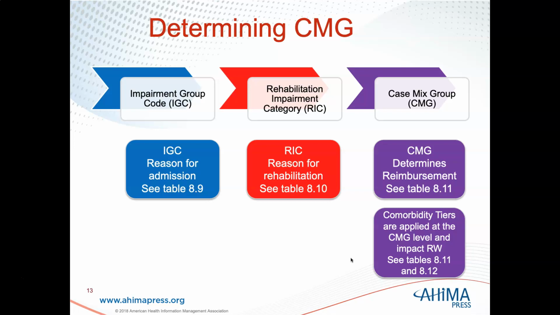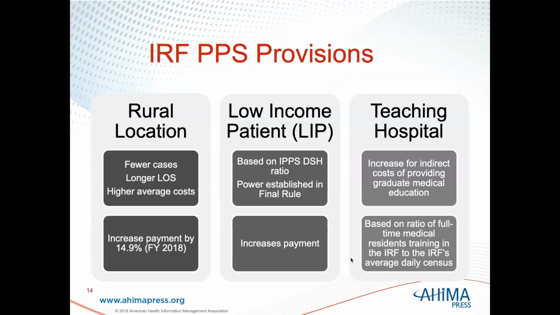And then the comorbidity tiers are applied at the CMG level and impact the relative weights. And the book walks you through this on pages 217 and 218. So take a look at those if you're not sure how that works. There are some provisions, and this is on page 219 in your book. Rural location, again, those costs are higher. They tend to have fewer cases and a higher length of stay. So their payment is increased accordingly.